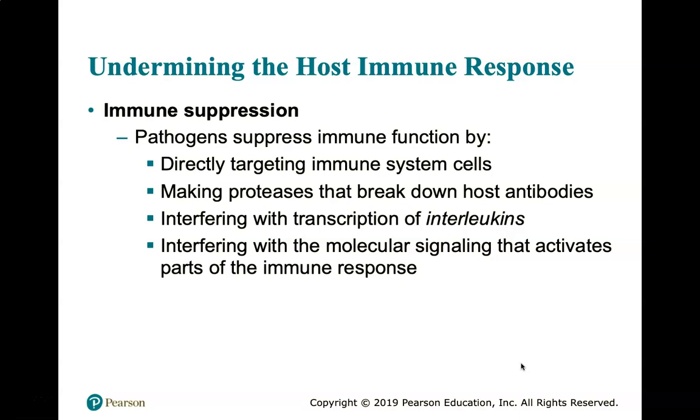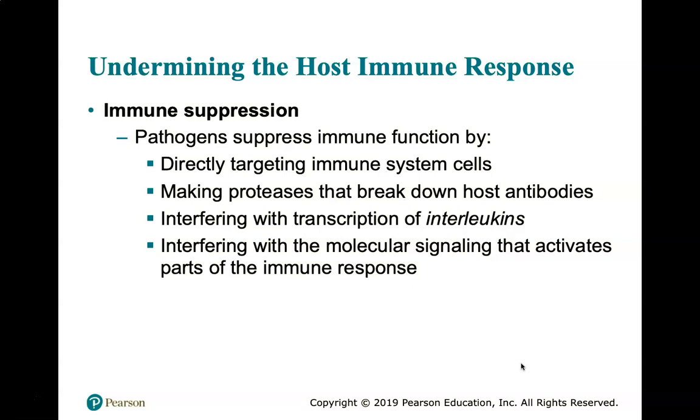Interleukins are chemical signals associated with the immune system. If the bacteria can interfere with the production of interleukins, a good example would be cytokines, those communication molecules don't get sent, or if they get sent to the wrong place, or they're non-functioning, they're not correct. So interfering with chemical signals associated with the immune response is another way to suppress the immune system.